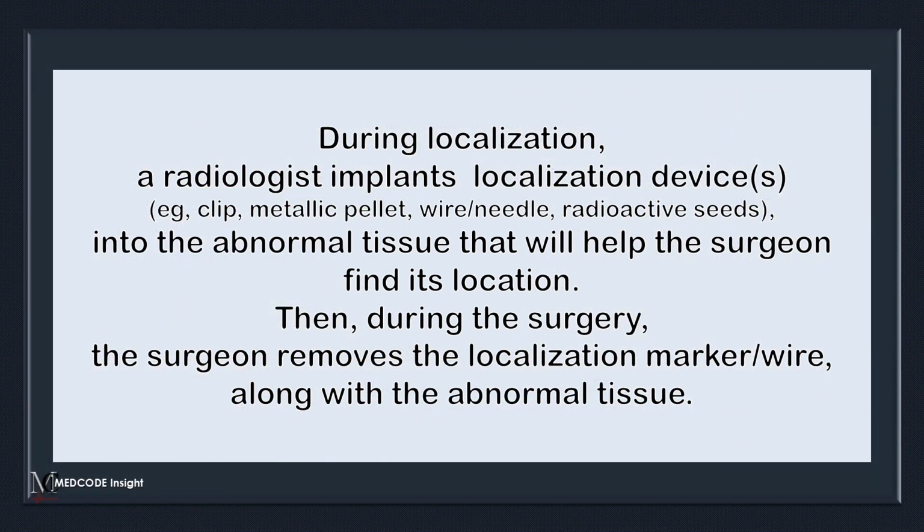What is the localization device? How is it used? And what is its importance? During localization, a radiologist implants localization devices, for example, a clip, metallic pellet, wire needle, or radioactive seed, into the abnormal tissue. That will help the surgeon find its location. Then during the surgery, the surgeon removes the localization marker or wire along with the abnormal tissue.